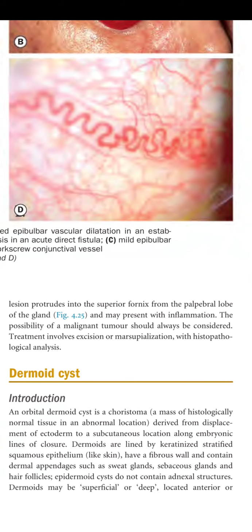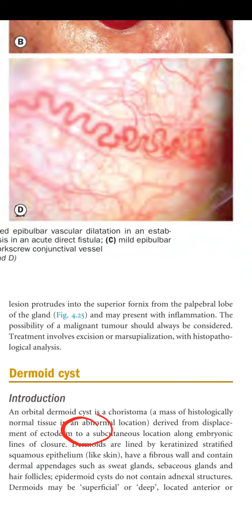It is a mass of histologically normal tissue in an abnormal location, derived from the displacement of ectoderm into a subcutaneous location along the embryonic line of closure. Dermoids are lined by keratinized stratified squamous epithelium like skin, have a fibrous wall and contain dermal appendages such as sweat glands, sebaceous glands, and hair follicles. Epidermoid cysts do not contain adnexal structures. So this is the difference between the dermoid cyst and the epidermoid cyst.